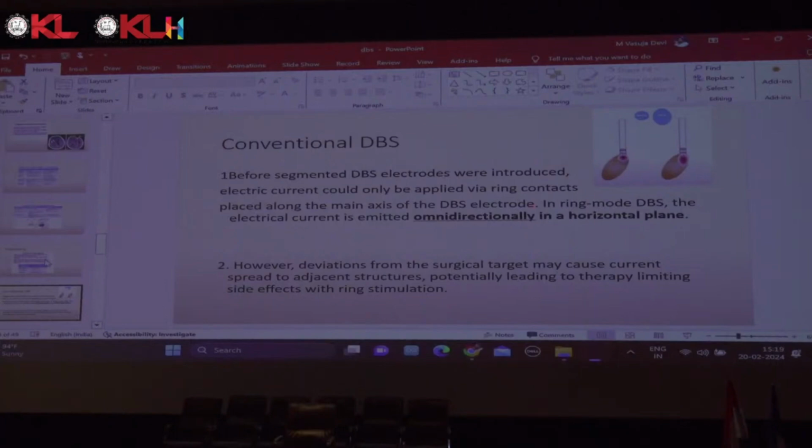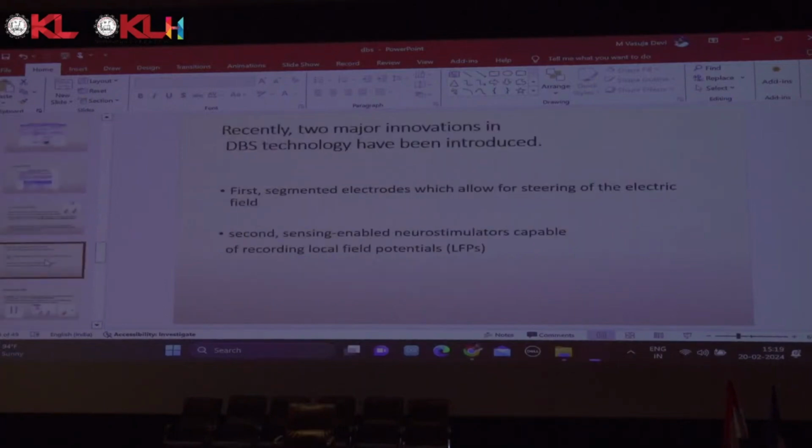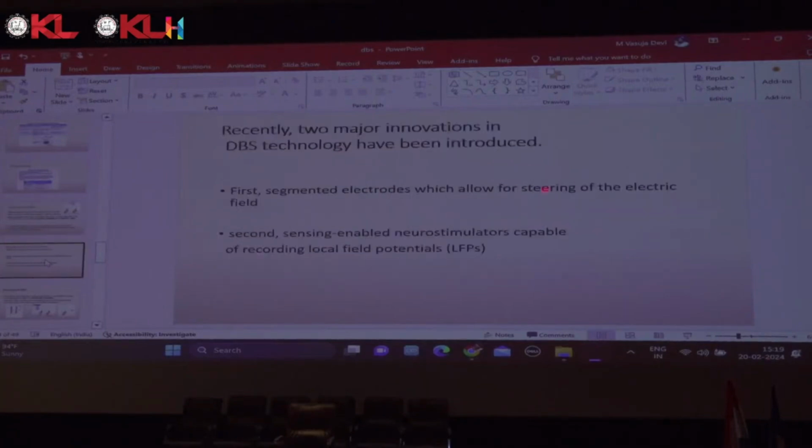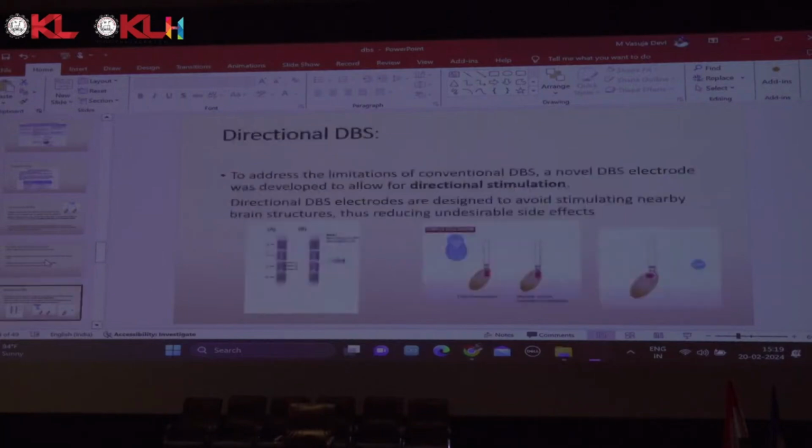Because of this, recently a new innovation has come in the leads. Initially the leads were circular leads. Now they are segmented leads, with segmented electrodes which can stimulate in one area only. The second is the sensing method. This is capable of recording local field potentials, a beta recording. It is like a biomarker, which will be helpful for programming.